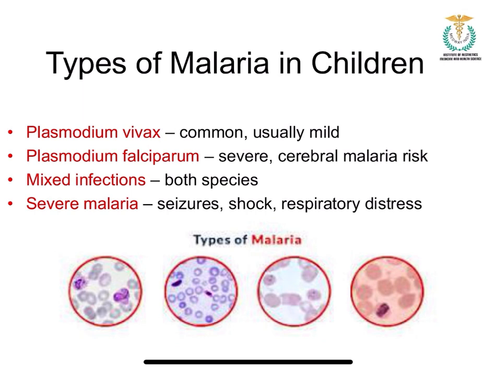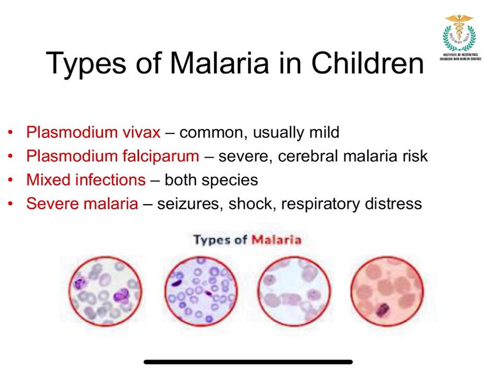So, we all know malaria is caused by an organism called Plasmodium, and there are various species of Plasmodium. What are the species that we know of? Plasmodium vivax, Plasmodium falciparum, Plasmodium malariae, Plasmodium ovale, and Plasmodium.